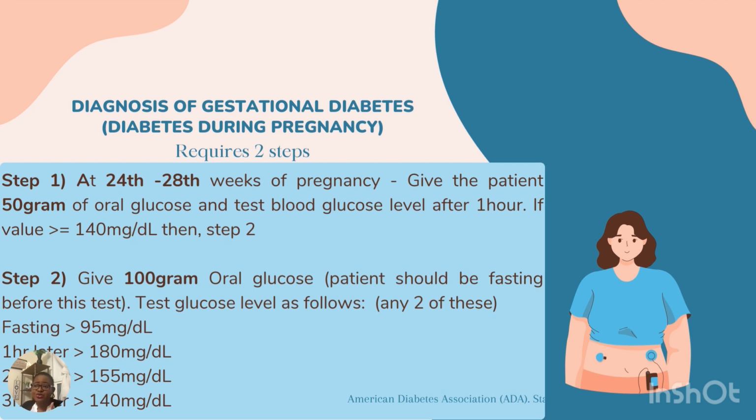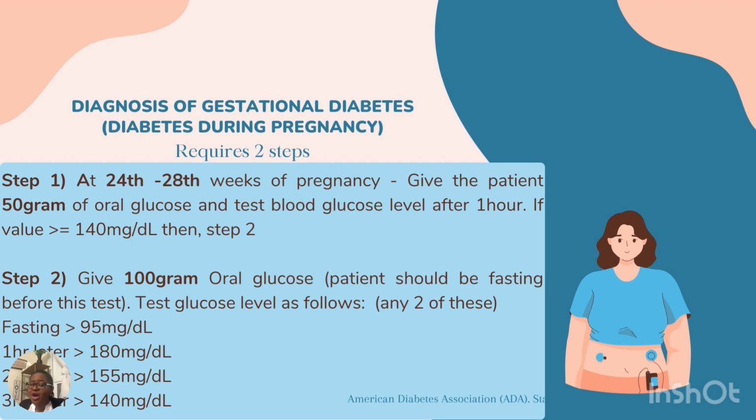She can be diagnosed if we take her blood glucose level 1 hour after she drank 100 grams of oral glucose. 1 hour later, if her blood glucose is greater than 180 milligram per deciliter, already we've known that her fasting blood glucose was greater than 95 milligram. And then 1 hour later, after we check her blood sugar level, if it is greater than 180 milligram per deciliter, then we can diagnose her with gestational diabetes.